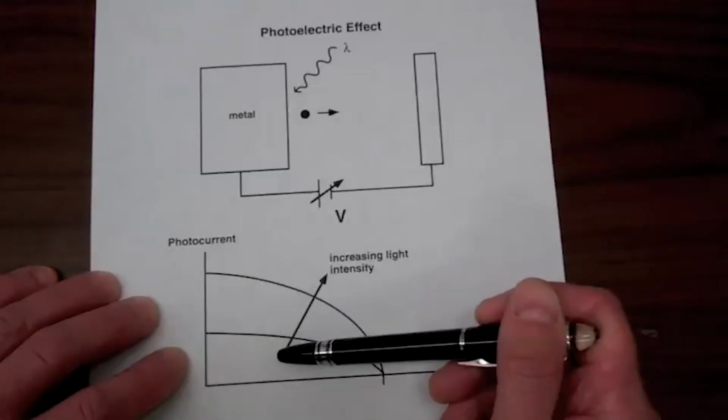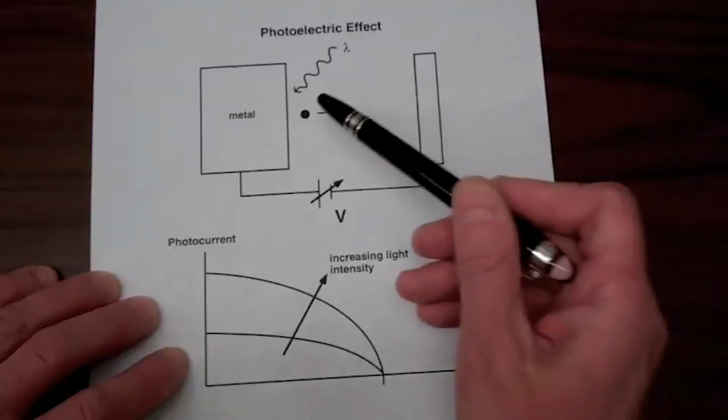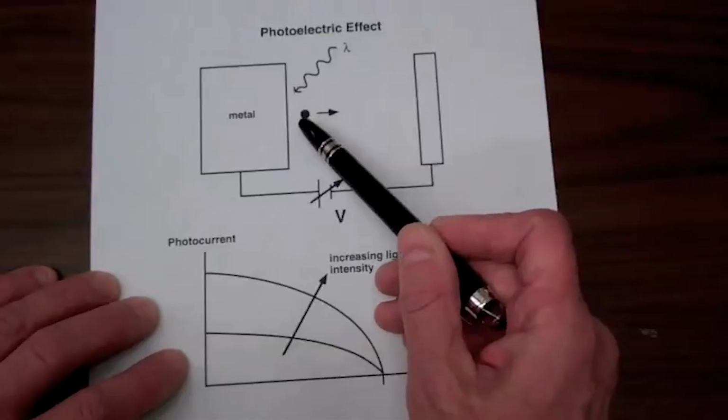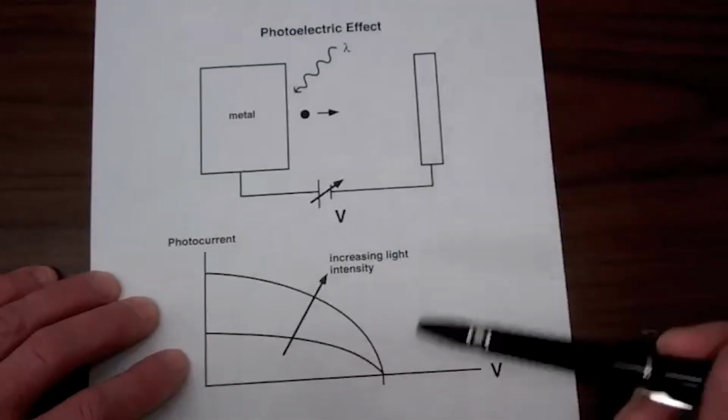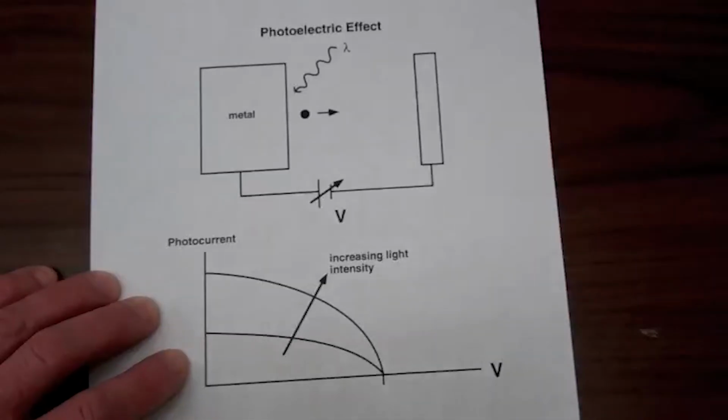The photocurrent would increase with the intensity of the light, indicating more electrons were being emitted. But the maximum kinetic energy of the electrons being emitted was the same regardless of the intensity of the electromagnetic wave.